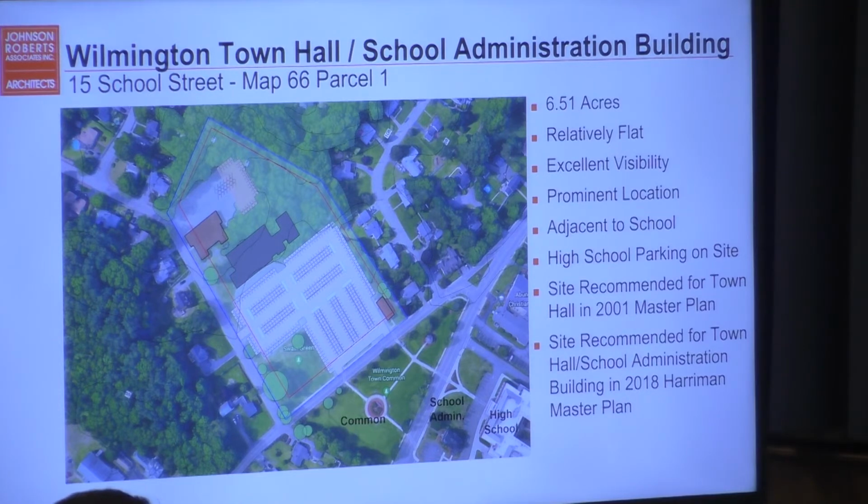There's excellent visibility on this site, which is one of the reasons that it ranks so highly. It's right in the center of town, right across from the common, right across from the high school. School administration is right there, so that if they need to get over to the school, they can. It's in a familiar place for folks. It makes a lot of sense from an urban planning point of view to put it here. After our last meeting, we looked again at two different studies: a 2001 master plan, and another one done in 2018 by Harriman. Both of those reports recommended this site, one for town offices, and the other for town offices and school administration. We thought that was worth reiterating.